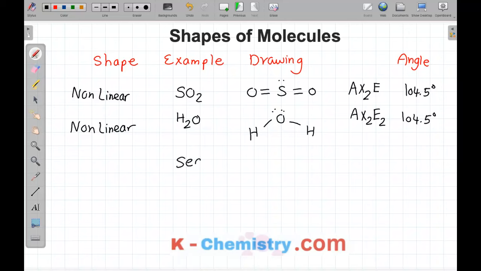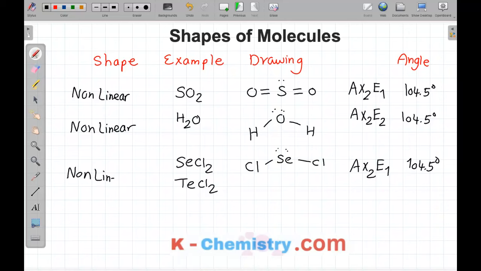We have SeCl2, TeCl2. This is all the same thing. Se and 2 chlorines. And selenium is in which group? Selenium, tellurium, sulfur, oxygen, all in group 6. I have 2 lone pairs of electrons here. Why are there 2? Because you just use 2 electrons only and there are still 4 electrons remaining. AX2E2, there is still 104.5 degrees and the same non-linear bent shape.